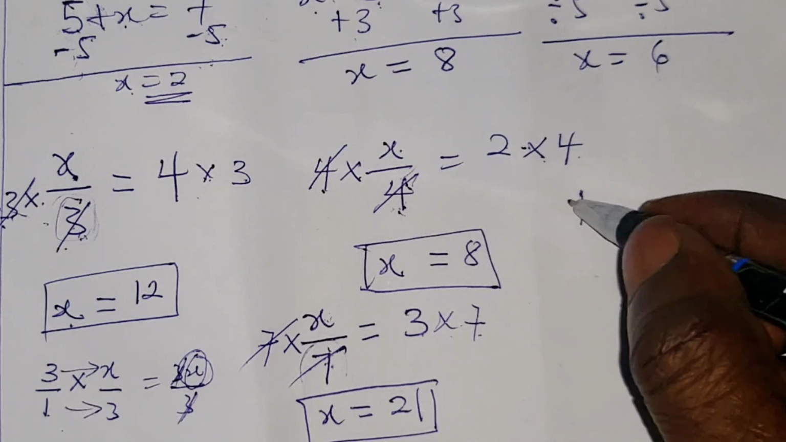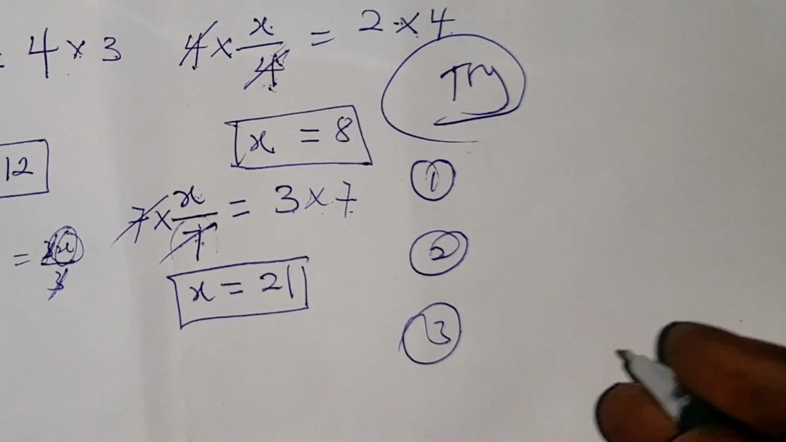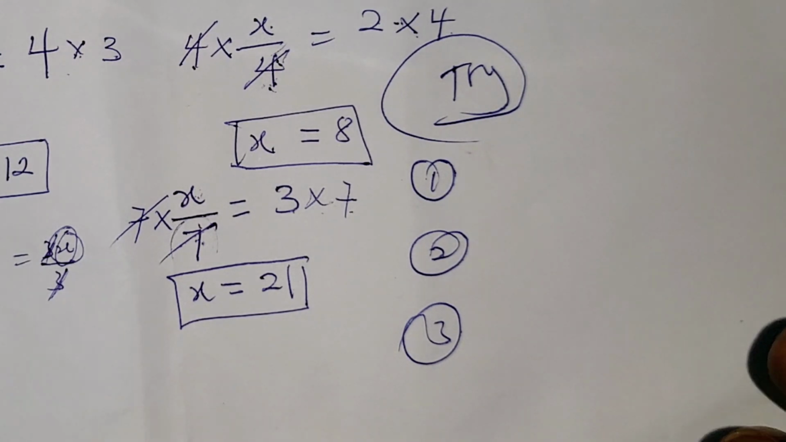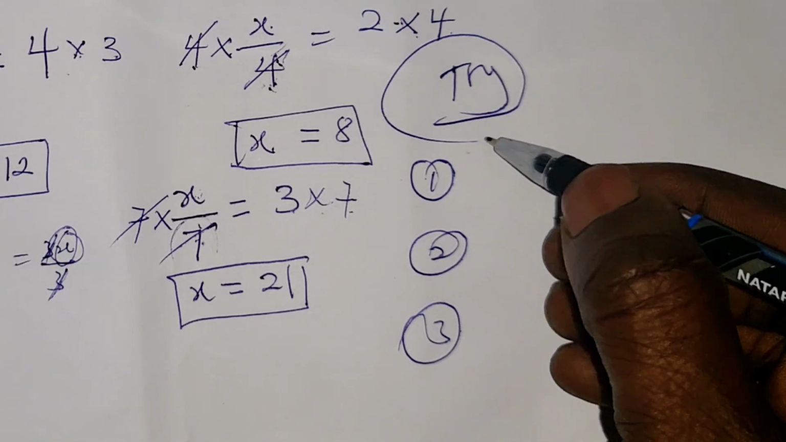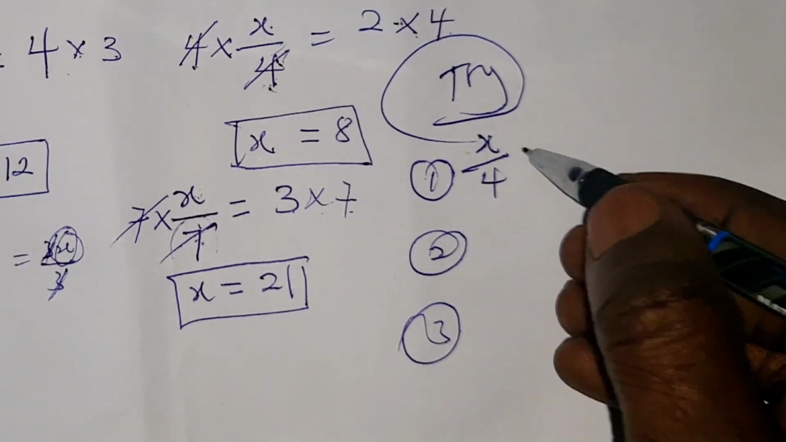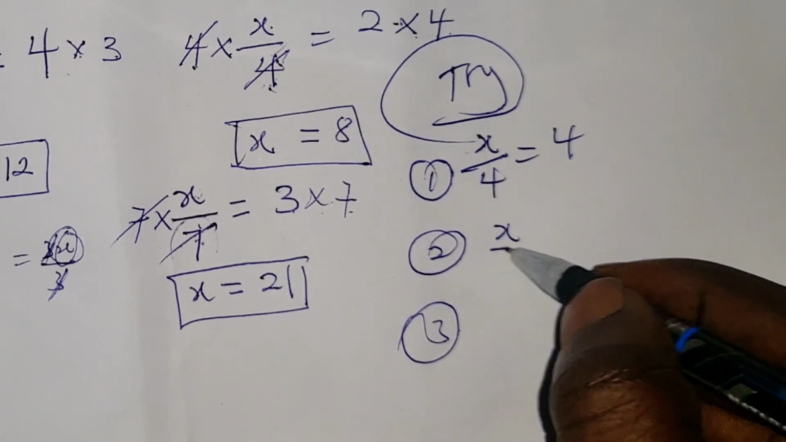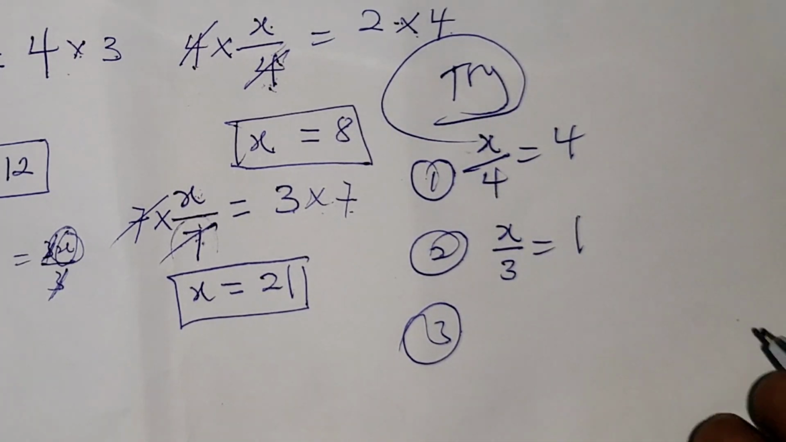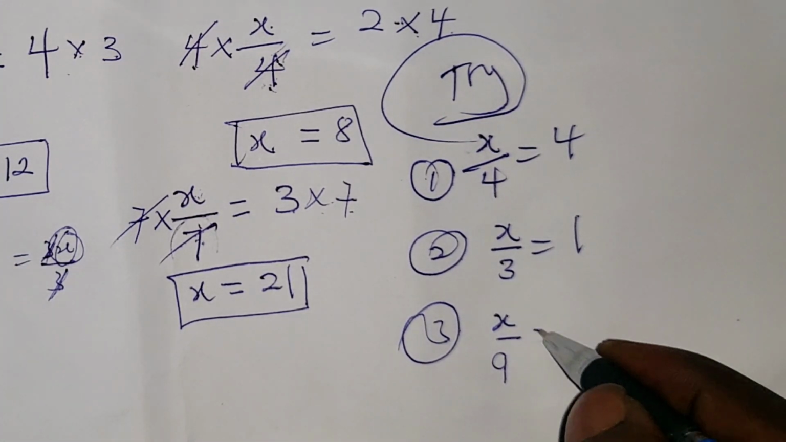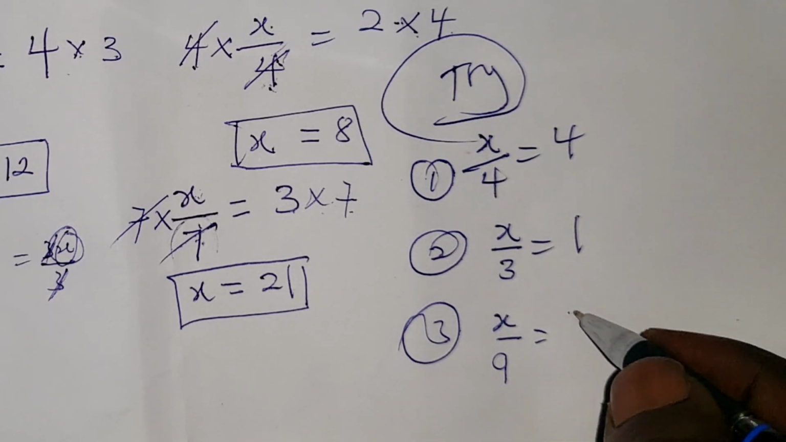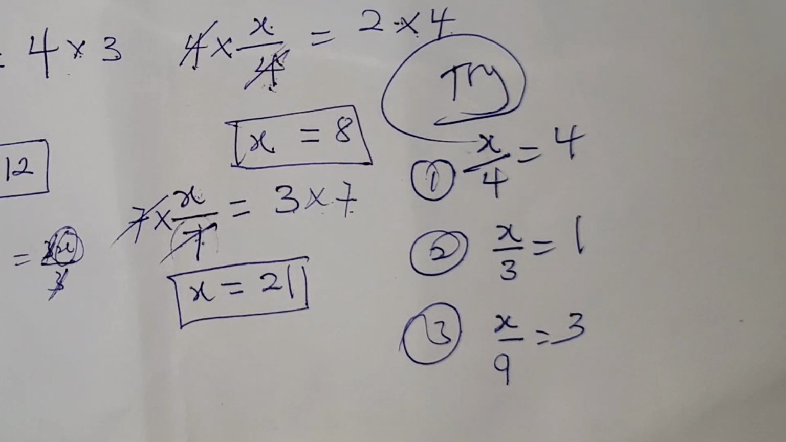Now try this for me. This is our try work. You have just 3 questions to try, and I'll leave the answers at the end of the video. If you have any question, leave it in the comment section and I'll assist you. So let's say we have x over 4 being equal to 4. How do you solve a question like that? What if you have x over 3 is equal to 1? And then x over 9 is equal to, let me write a smaller number, 3. I want it very simple so that at least you can follow along.